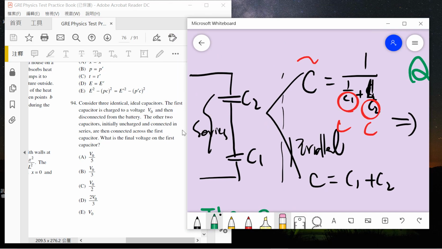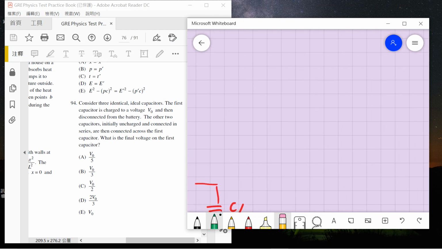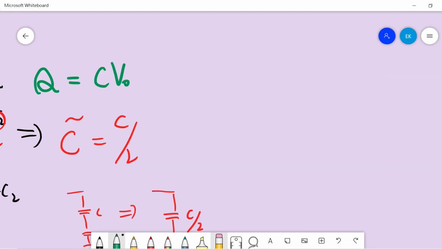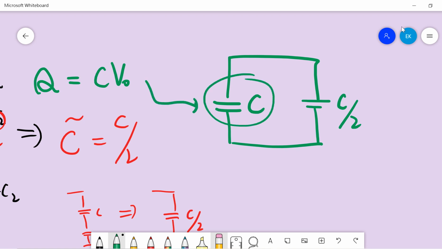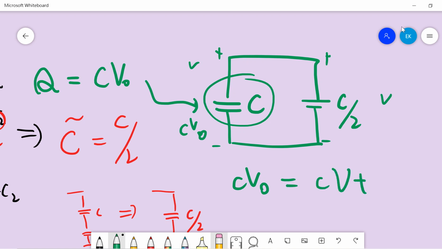Which is CV0, and so this is the first one. So the final circuit looks like this, and in the beginning it has a CV0 and a Q. After that, all of it will share some voltage. So let's call it V. So CV0 will equal CV plus C over 2 V.